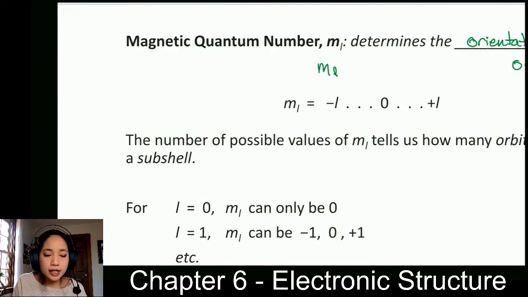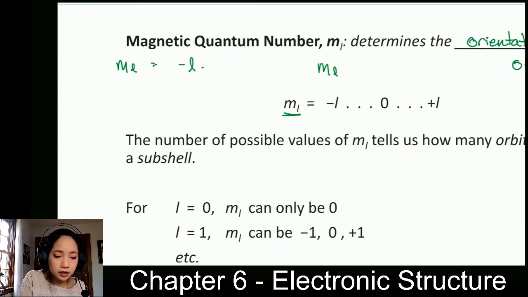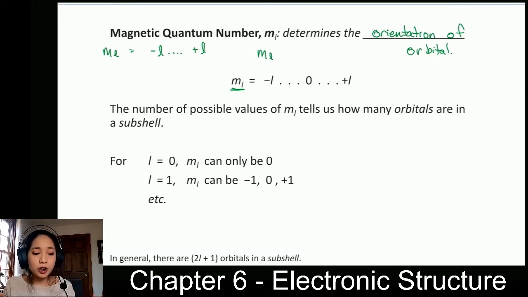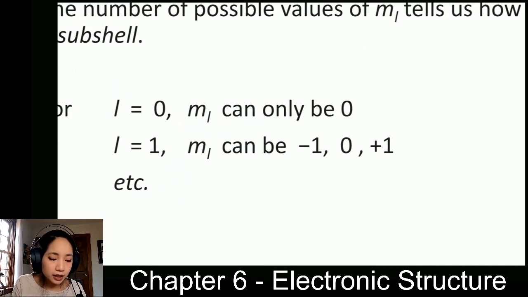All right, so to get our mL values, you have to know both n and L, our principal quantum number and our subshell. Your mL values are equal to all of the integers between negative L and positive L. And the number of possible mL values tells us how many orbitals are within a subshell. So the subshell tells us the shape. Orbitals are how many different orientations you can have within that subshell. For example, if L equals 0, then the only possible mL value is 0.